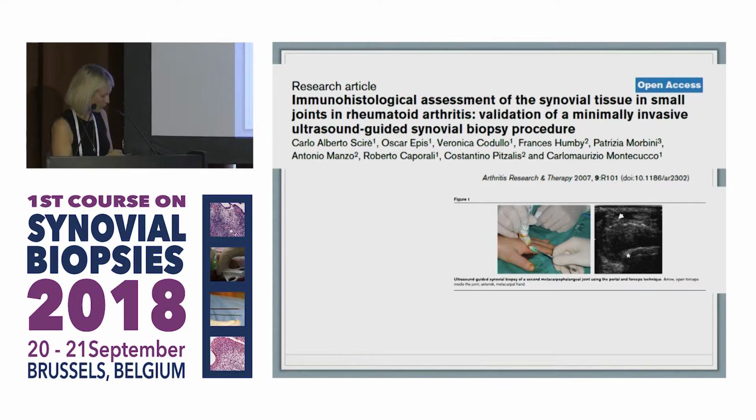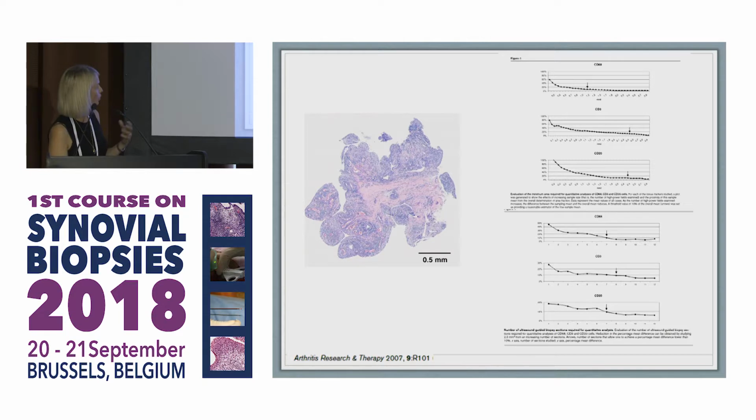And one of the first authors to report on this was Carlo Schiré, at the time in Pavia, who looked at this using ultrasound-guided portal forceps and compared them to synovial tissue which was obtained following arthroplasty or synovectomy. And what the authors did was look at synovial tissue obtained from these arthroplasty or synovectomy specimens and compared the variance in patients that had had ultrasound-guided synovial biopsy using portal and forceps.